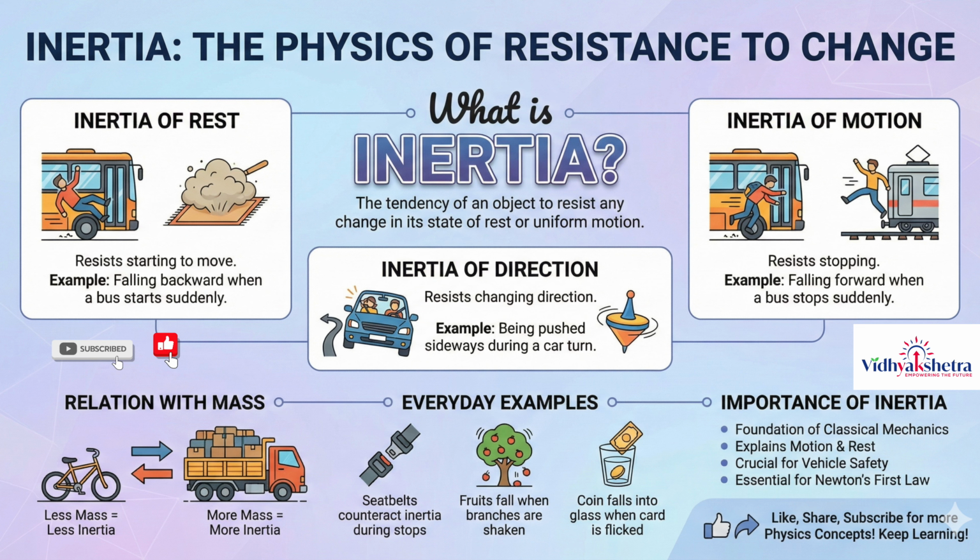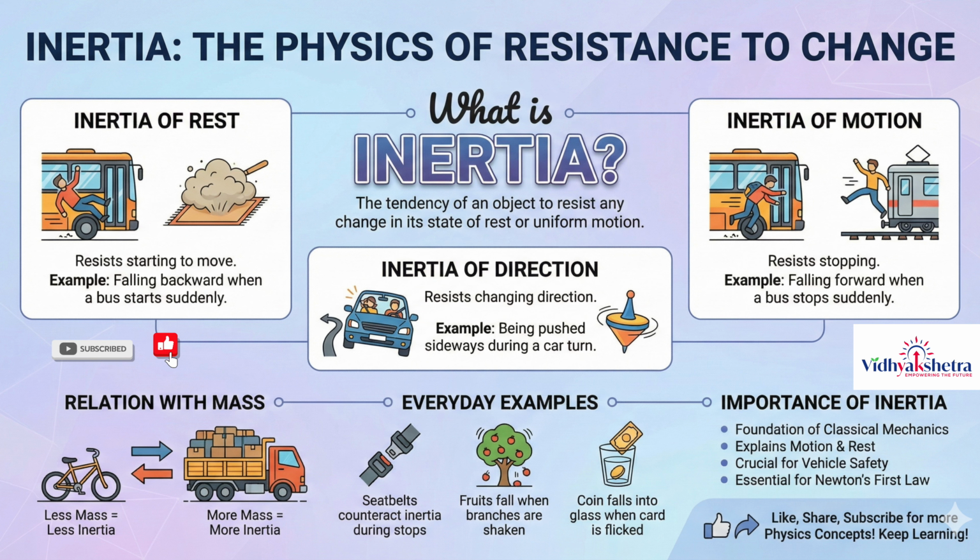Types of inertia. There are three main types of inertia, depending on the kind of change an object resists. 1. Inertia of rest. Inertia of rest is the tendency of an object to remain at rest. Example: when a bus starts suddenly, passengers fall backward. Dust particles fall out when a carpet is beaten. In both cases, the object resists the change from rest to motion.